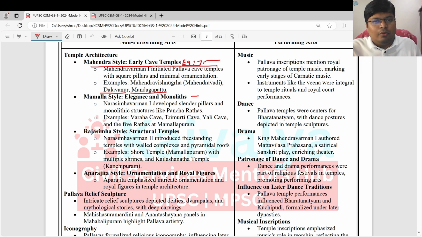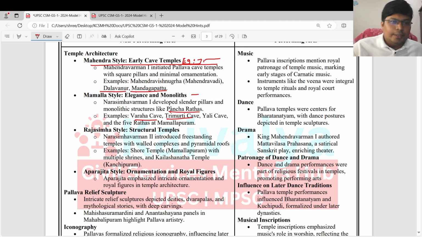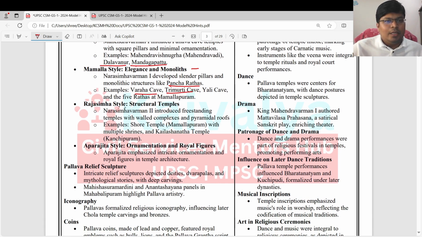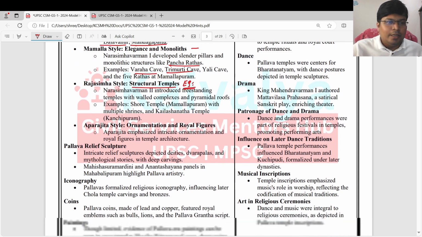So here you could have your Trimurti cave or Varaha cave. That could be mentioned over there. Then, Rajasimha style. This is structural temple. It is the important phase, important keywords. Again, here you could have just written one example. So it will make your answer complete.